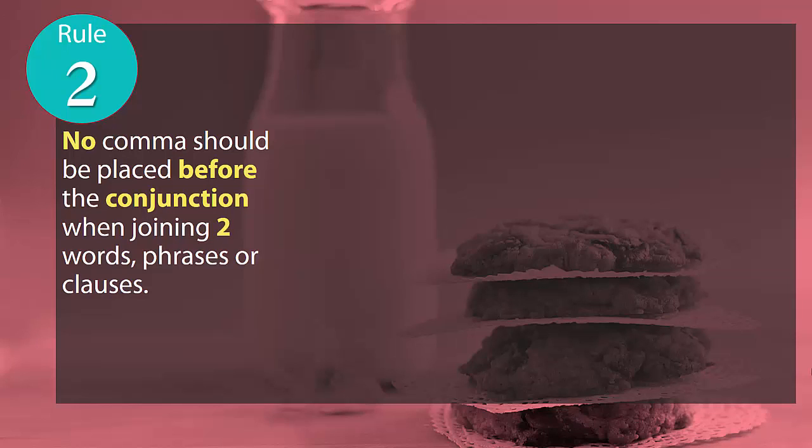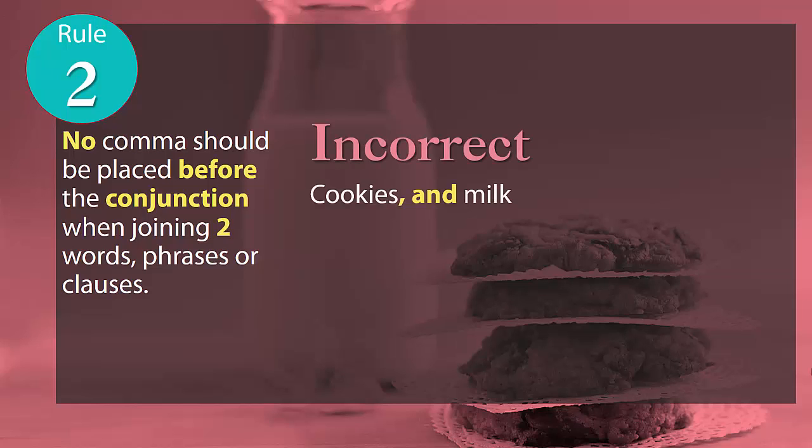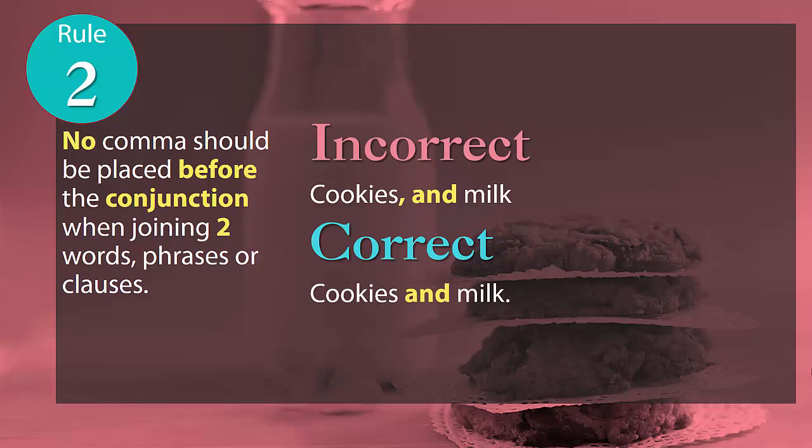The second one, no comma should be placed before the conjunction when joining 2 words, phrases, or clauses. So that's the next one. So incorrect is: I like cookies, and milk. You don't use that. You use cookies and milk without the comma in between, because that will make the commas very, very tired.